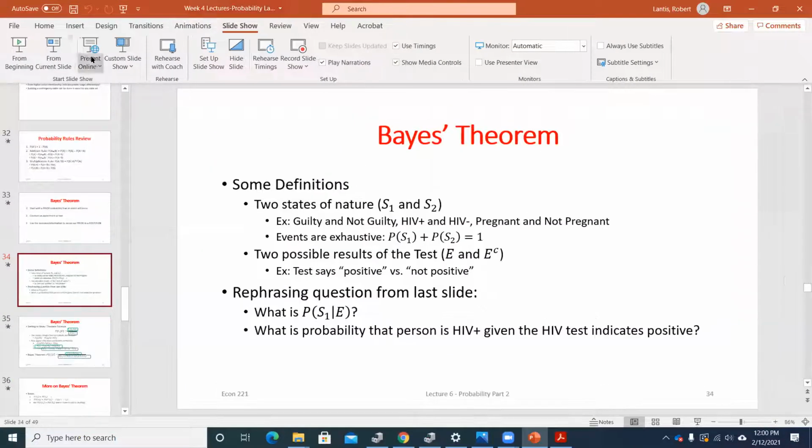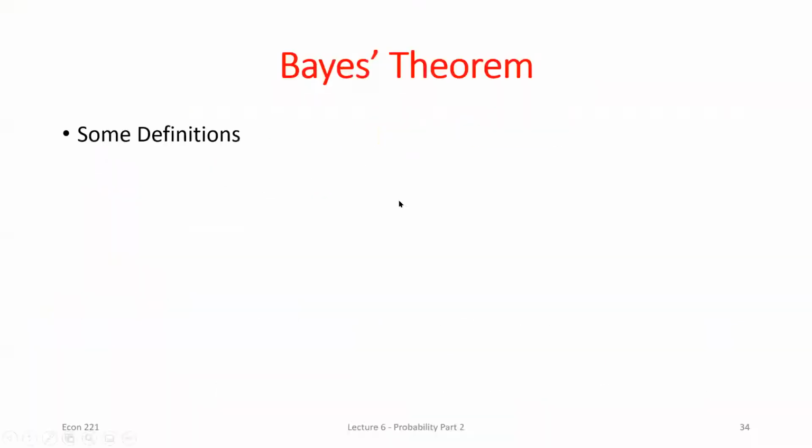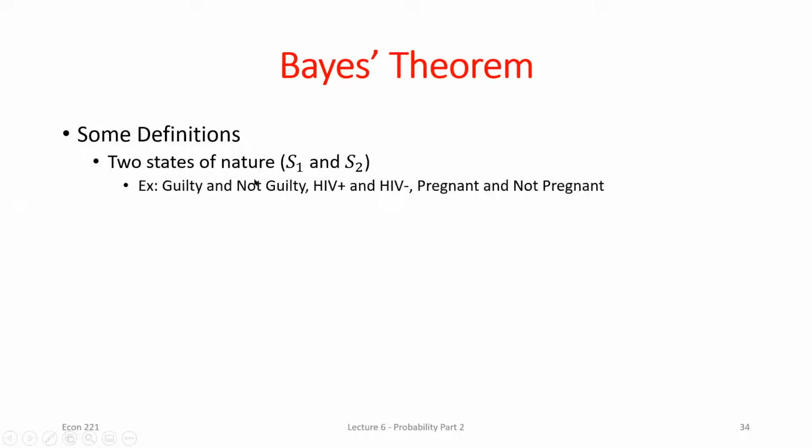So we're gonna jump in to what we had just introduced last class, which was, here we go, this idea of using Bayes' theorem. We had these setups where we had two states of nature. So maybe this is guilty, not guilty, HIV positive, HIV negative, pregnant, not pregnant, right? Either one of these two is the true underlying state of nature. Now, we want to know which one it is, right?